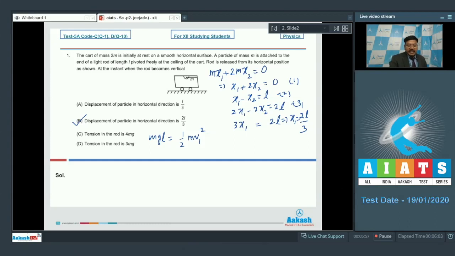So conserving mechanical energy, the complete equation will be mgL is equal to half m v1 square plus half 2m, and the speed of the cart, as I said, is v1 by 2, squared. Let's simplify it further. So we have 1 by 2 plus 1 by 4, that means 3 by 4 m v1 square, and this gives us the value of v1 square as 4 by 3 gL. That's the value of v1 square. The v1 itself is going to be 2 root gL by 3.